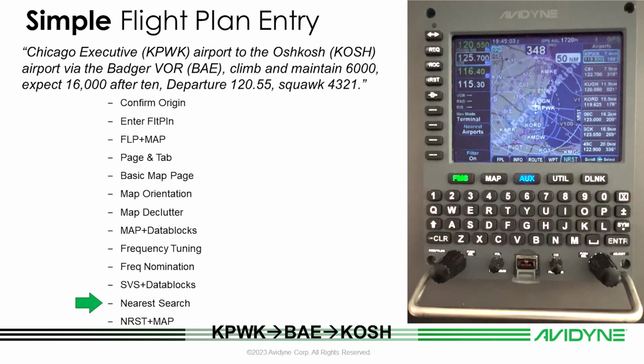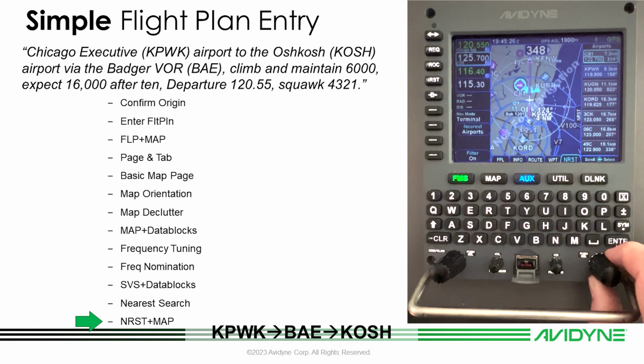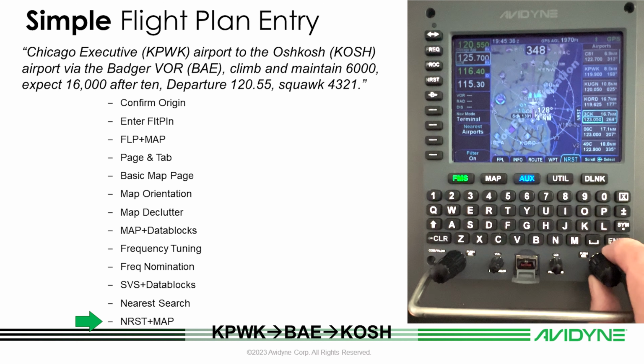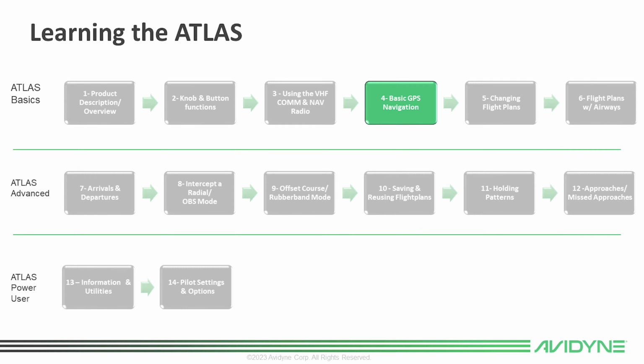On the Flight Plan Nearest page, we can see a list of the nearby airports, and as we scroll through the list, the selected airport is highlighted on the map with a cyan circle, making it much easier for identification. And that covers Lesson 4, Basic GPS Navigation, Entering a Flight Plan.